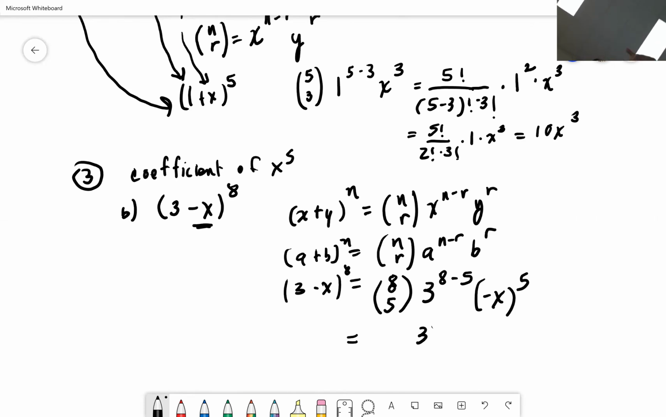No, no. It's negative x times negative x times negative x times negative x times negative x. Is it going to come out positive or negative? It comes out negative. So you're just going to have negative x to the 5th here.